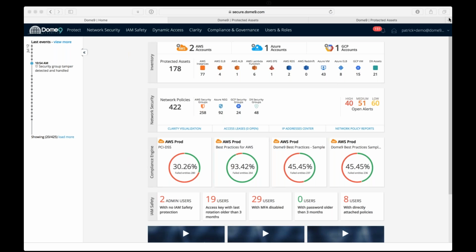Well, Patrick, it looks like we have received a few questions. The first one is, what access does Dome9 have to my data?